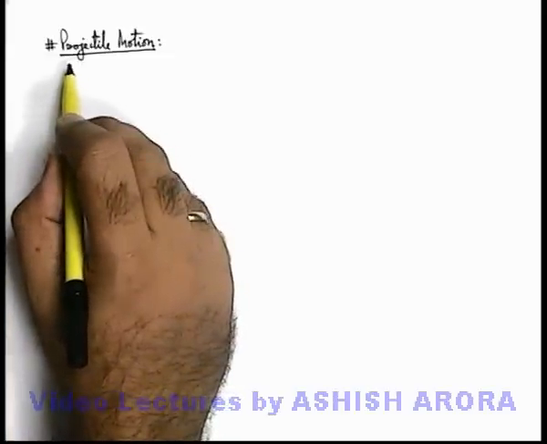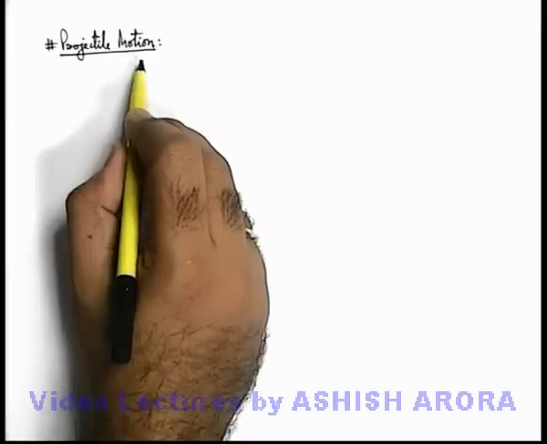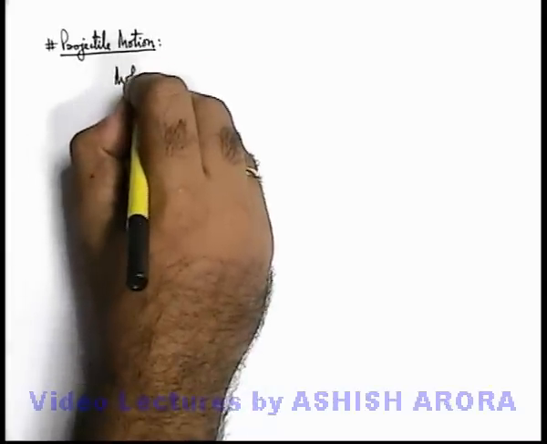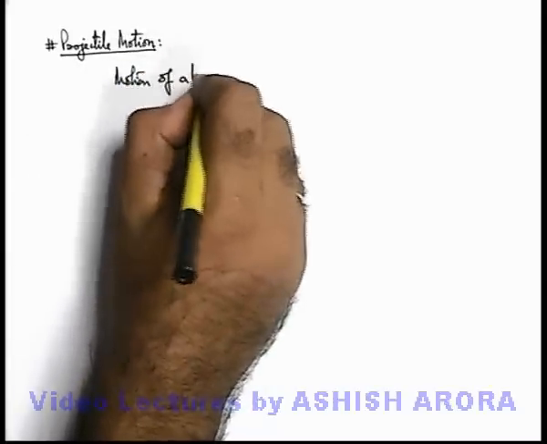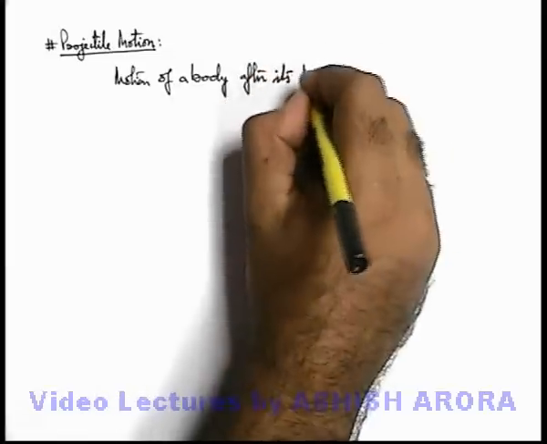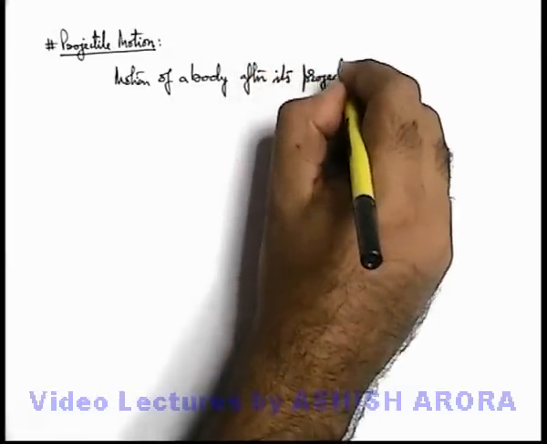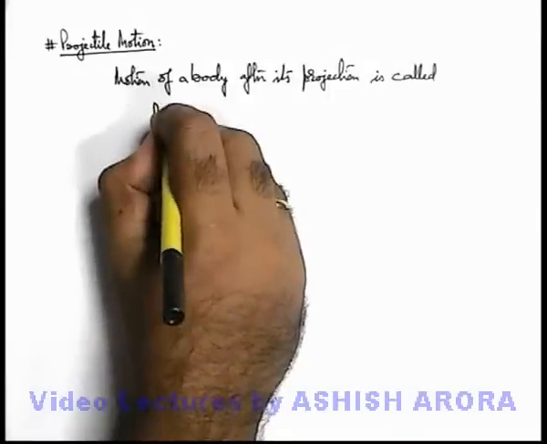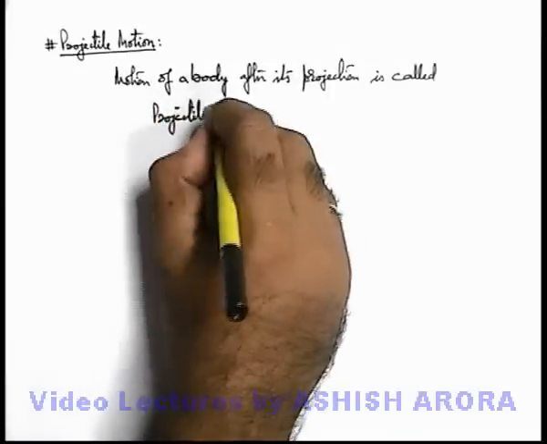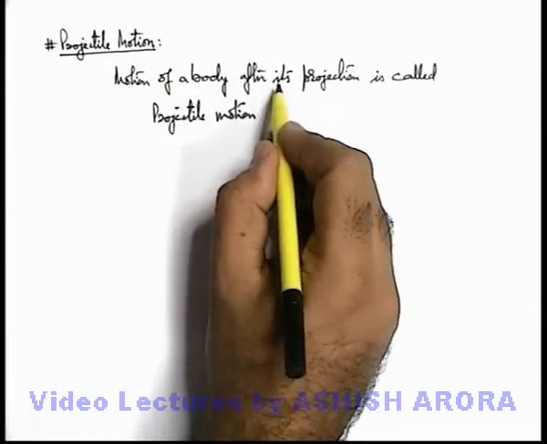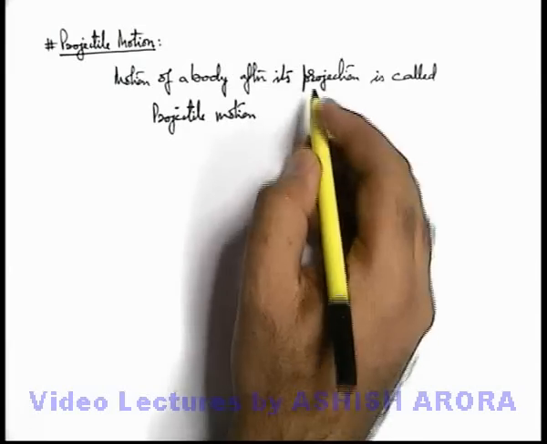Dear students, let's analyze another type of two-dimensional motion, that is projectile motion. We can simply define projectile motion as motion of a body after its projection is called projectile motion. When we talk about motion of a body after its projection, this is called projectile motion.